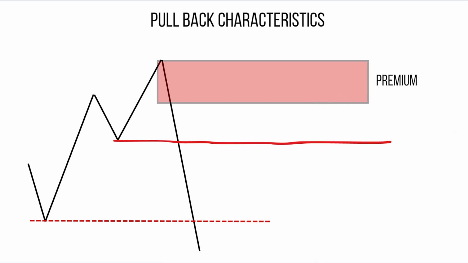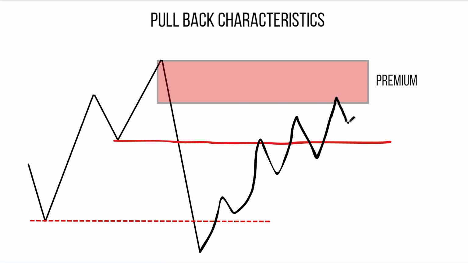So what would make this pullback invalid would be price compressing inside of your shelf. So if price starts consolidating sideways, which is your compression inside of your shelf, you can expect your entry to fail and price grabbing external liquidity instead. So this would be an invalid.